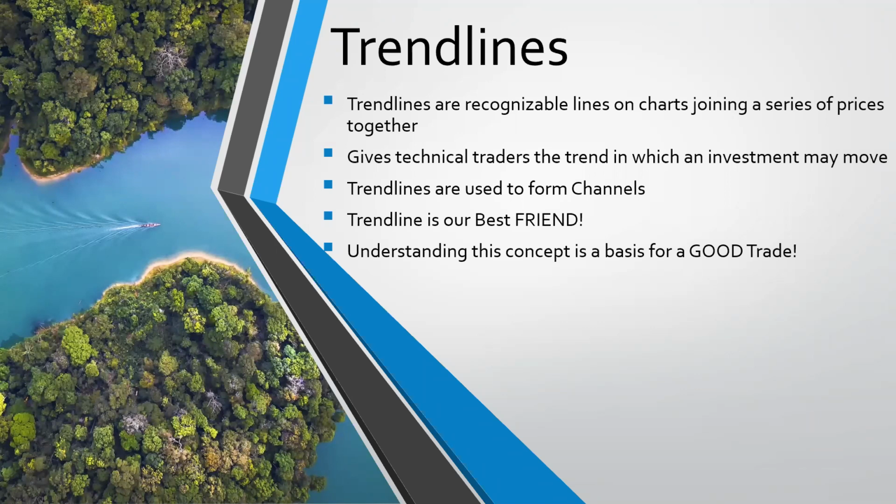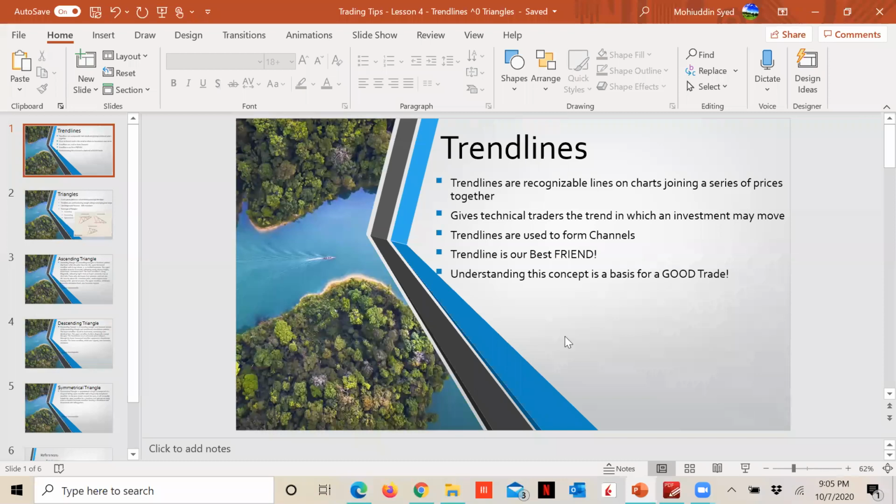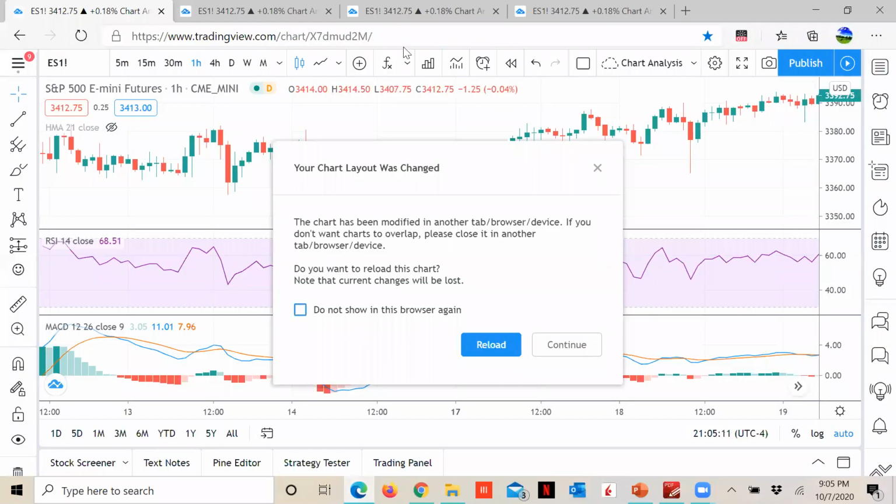With a couple of trend lines, you can create a channel, like as we did with the Fibonacci channels. You can just create a regular channel with just a couple of trend lines as well. Most of the technical traders believe the trend line is our best friend. So understanding this concept is pretty important. Let's take a look.